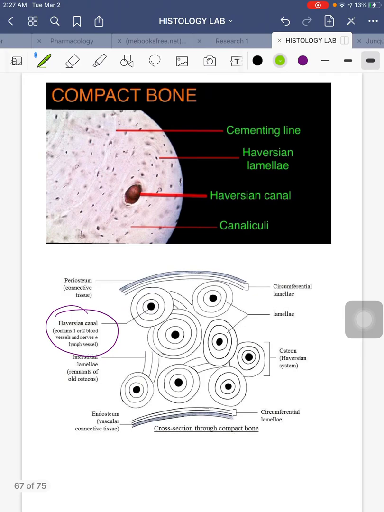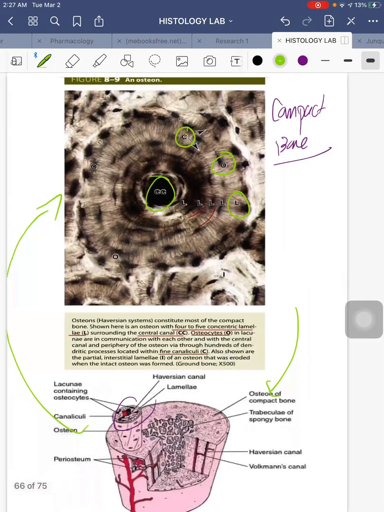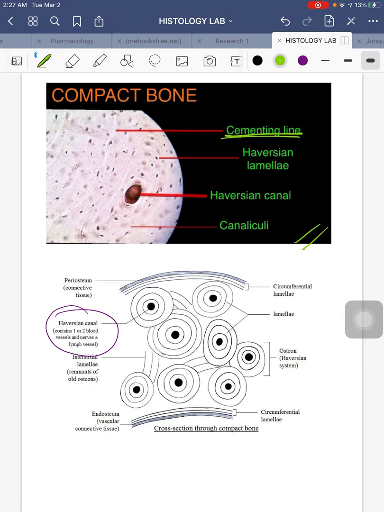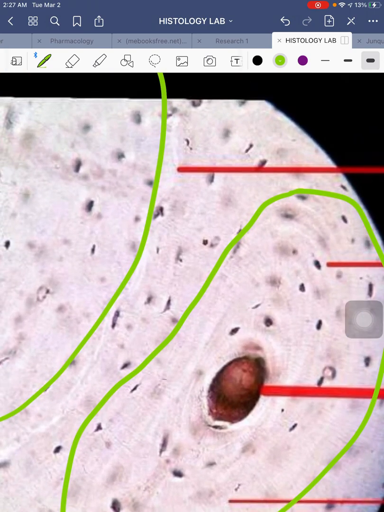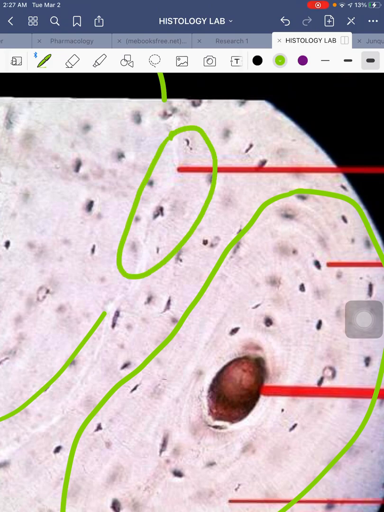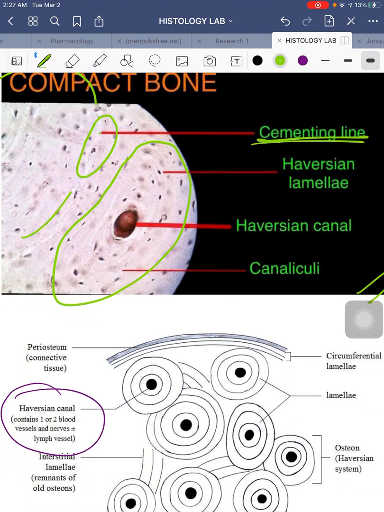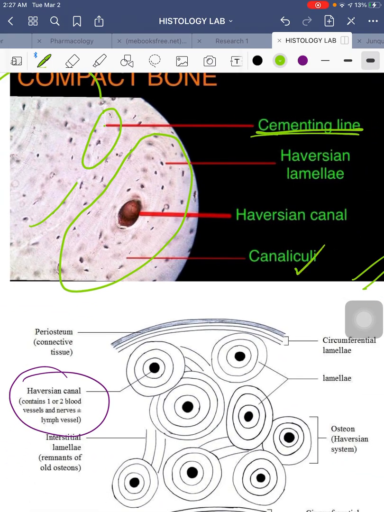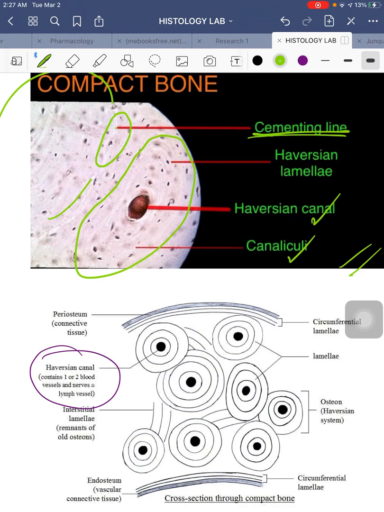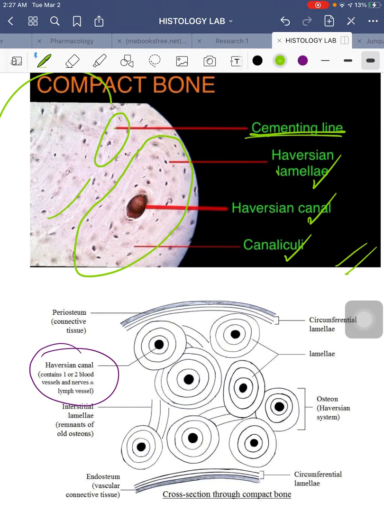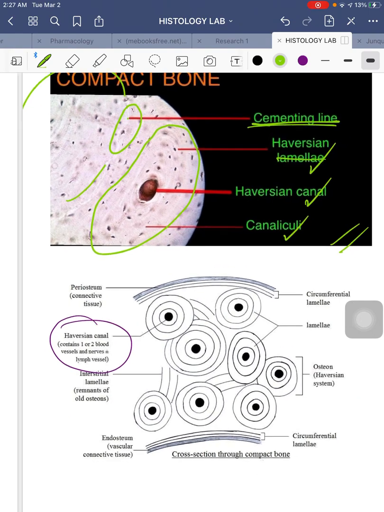Here in the lab, you also see cementing lines. The cementing lines indicate a boundary from one osteon to the other. So you see this evident whitened area here; that is your cementing line. It demarcates one osteon from the other. I already explained canaliculi, Haversian canal, and your Haversian lamellae or concentric lamellae around.